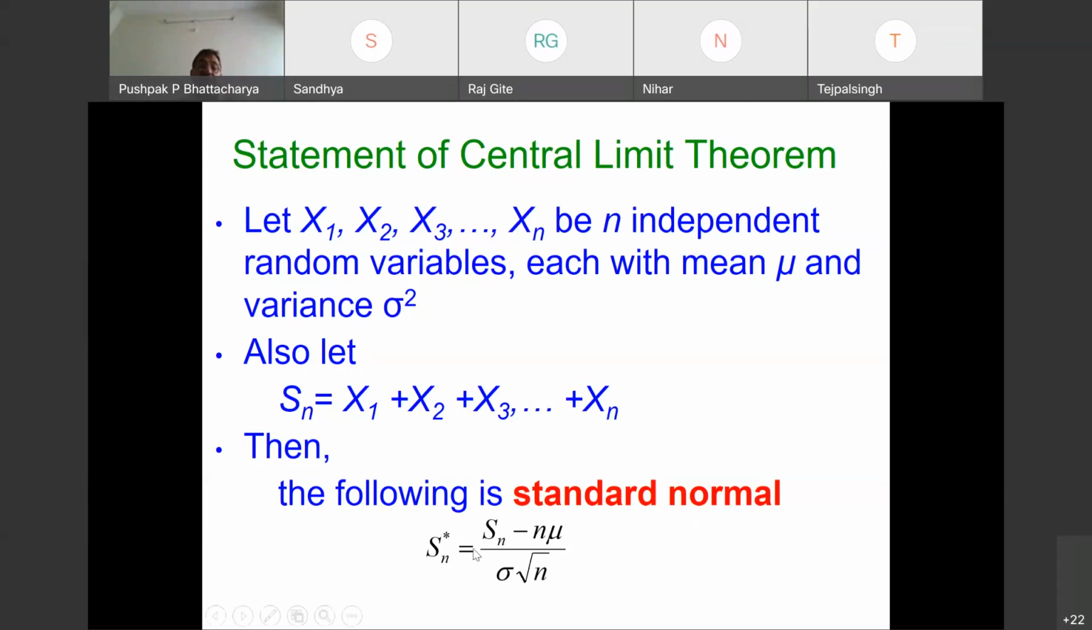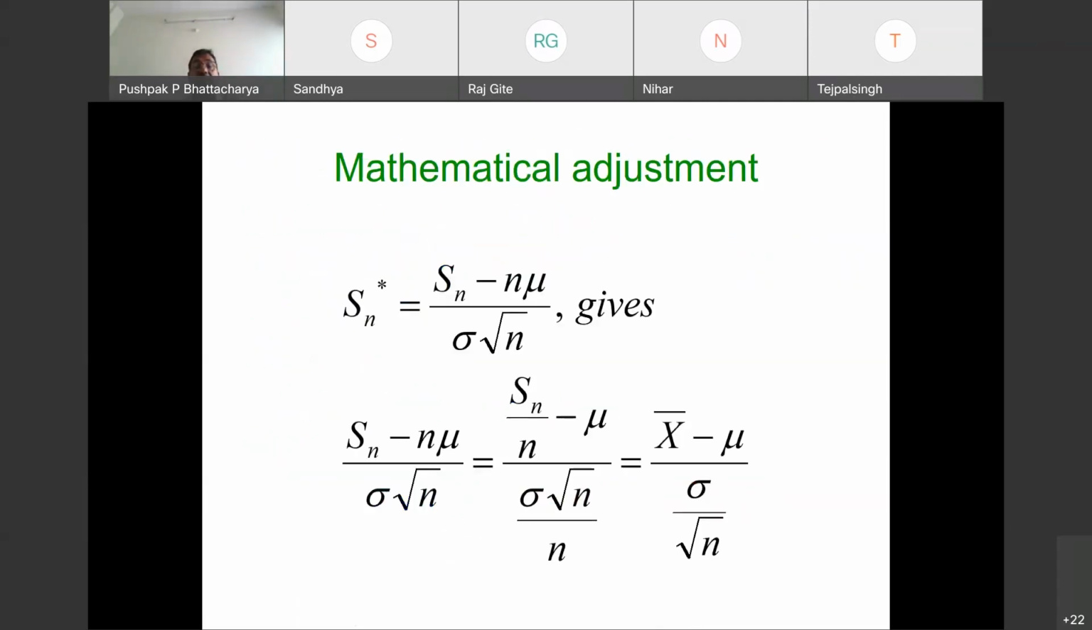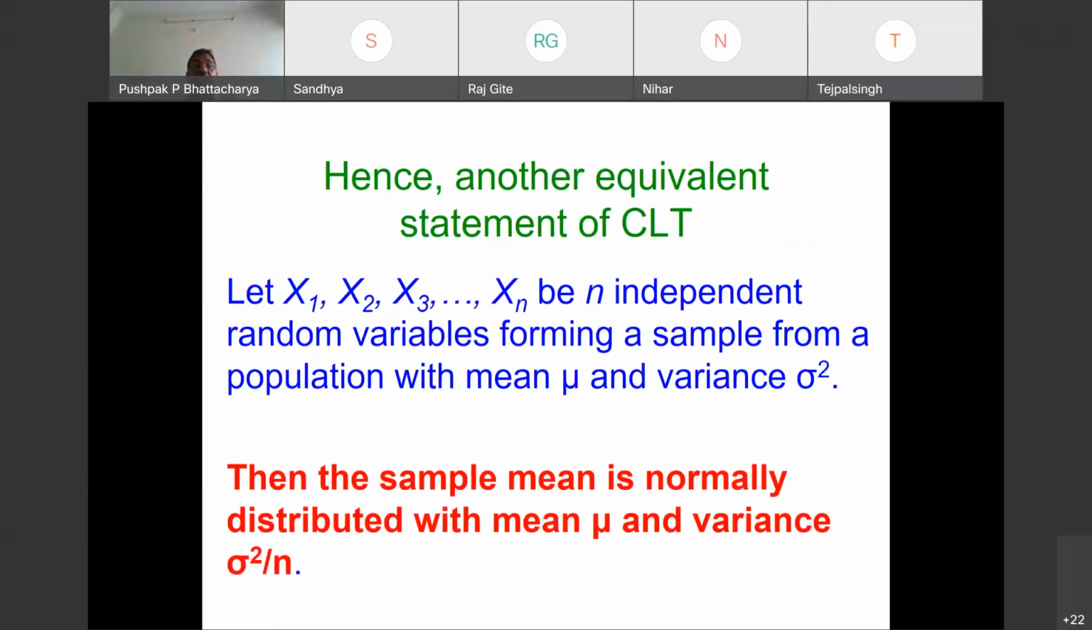So if I subtract the mean from Sn and divide it by the standard deviation, I get a standard normal distribution. The other form is more useful, which is that if we take n independent random variables forming a sample from a population with mean mu and variance sigma square, then the sample mean, okay, not the sum, the sample mean is normally distributed, but with a difference. Its mean is mu, and the standard deviation is sigma by root n. Okay, variance is sigma square by n.